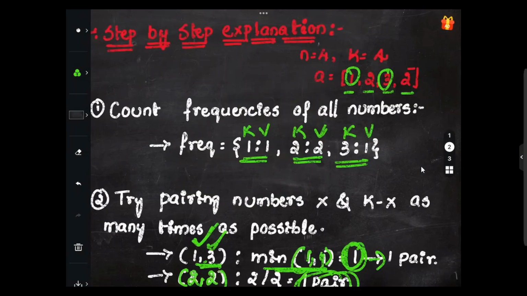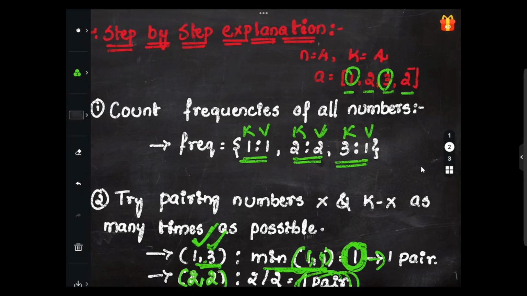Here, first we will make use of the hash map for frequency, along with the 2 pointers. We will try pairing the numbers x and k minus x as many times as possible. Here 1 comma 3: 1 we have only once in the array, and 3 also we have once in the array. So min of 1 comma 1 will be 1. This is one pair, and 2 comma 2 because 2 is getting repeated in the array.